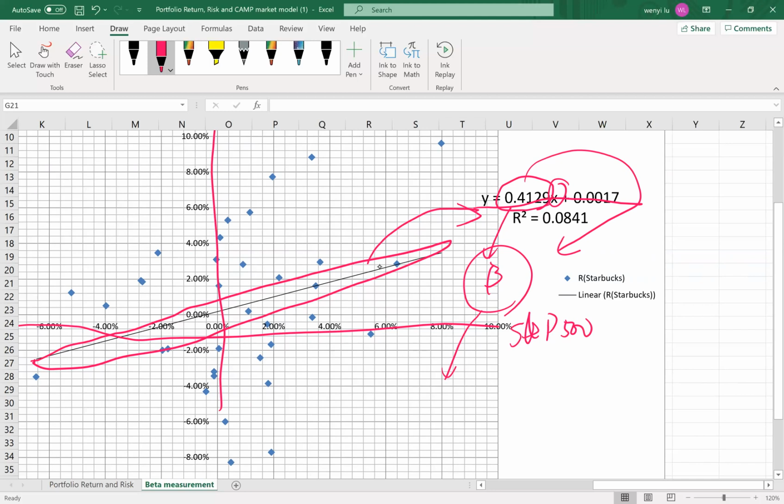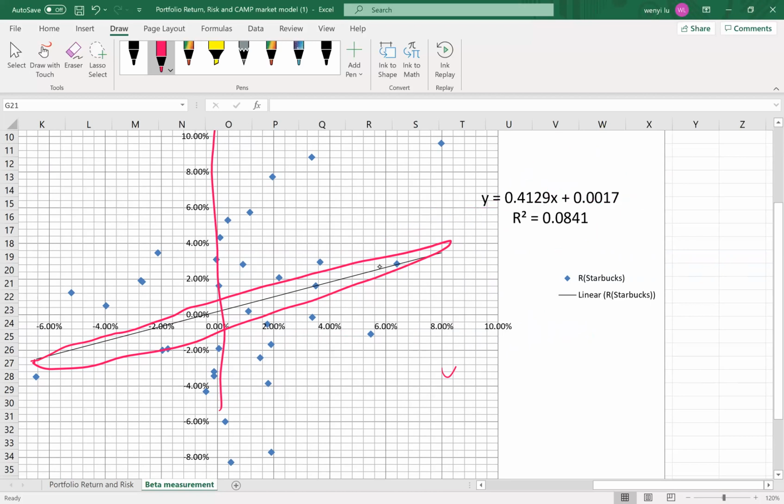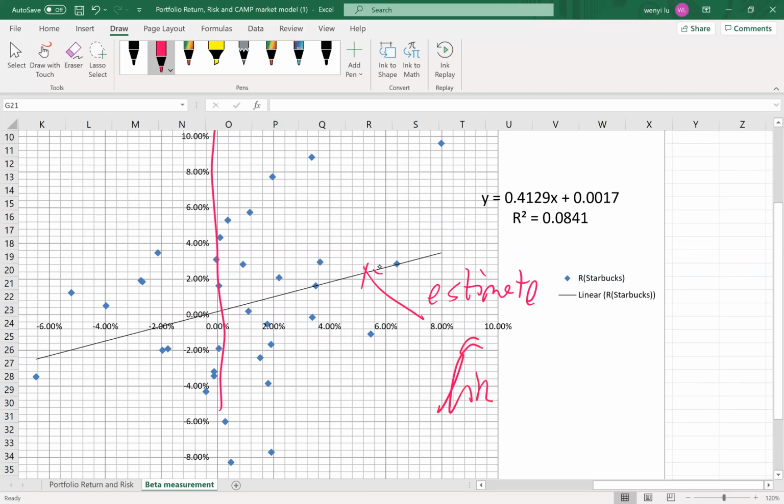So you are not required to do this, but you need to know how you get beta from the plot of these dots. The estimate is a linear line between the Starbucks return and the market return. The vertical is the Starbucks stock return, the horizontal is the S&P 500 stock return. Once you do the estimation, you get the beta from these equations. So that's how we get the beta.